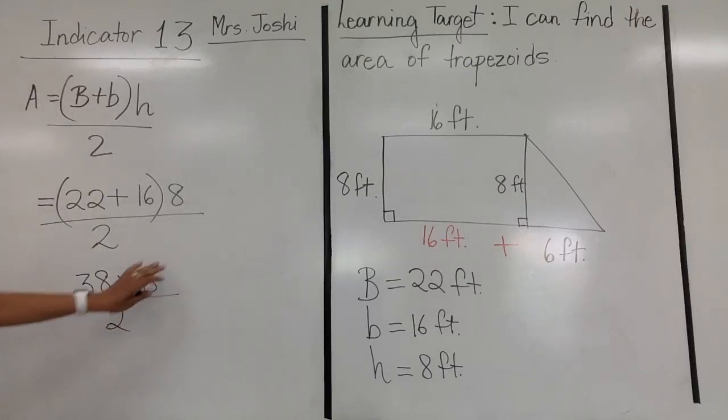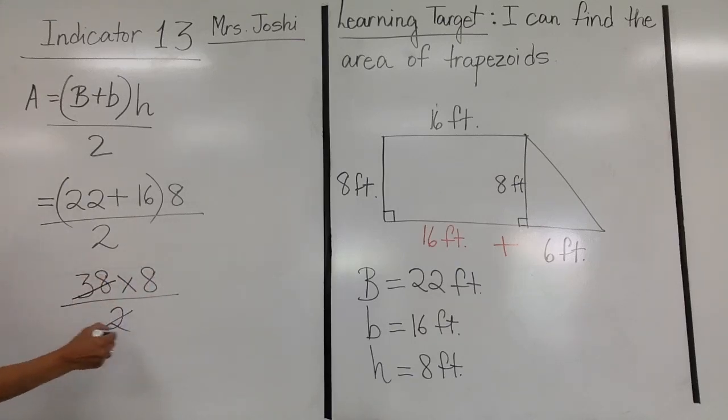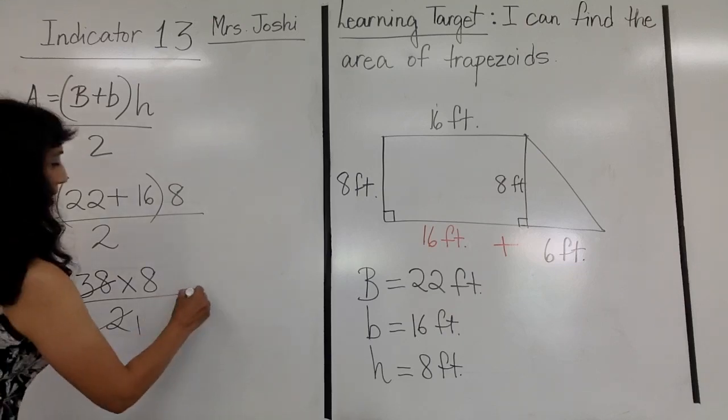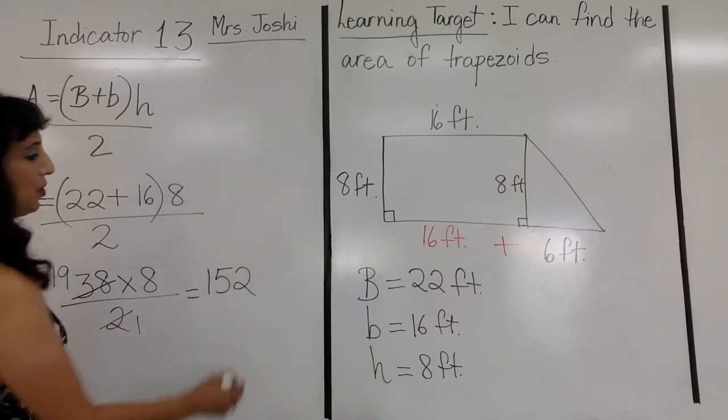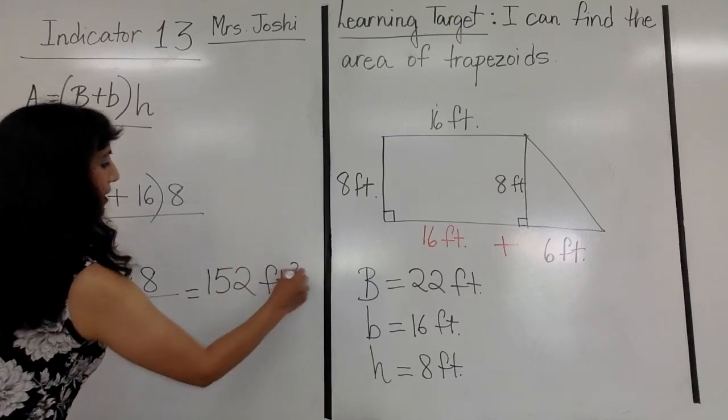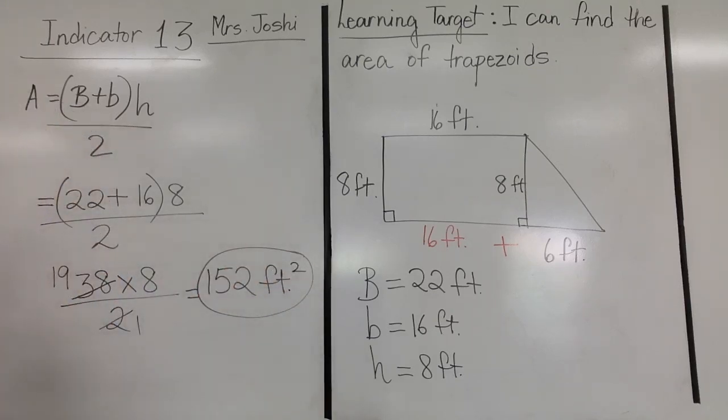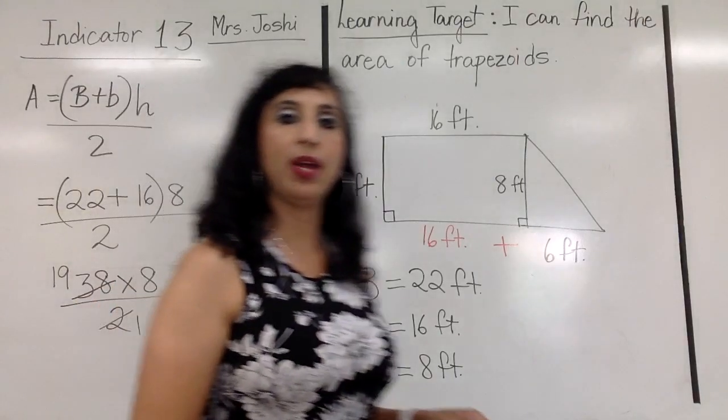Now you could have simplified any one of these because both are even numbers. Let's say I choose to do 38 divided by 2, I get 19. And then when I multiply 19 times 8, I am going to get 152 square feet as my final answer.